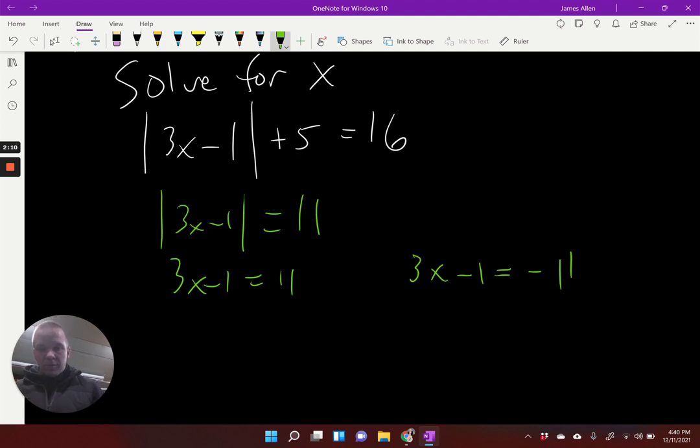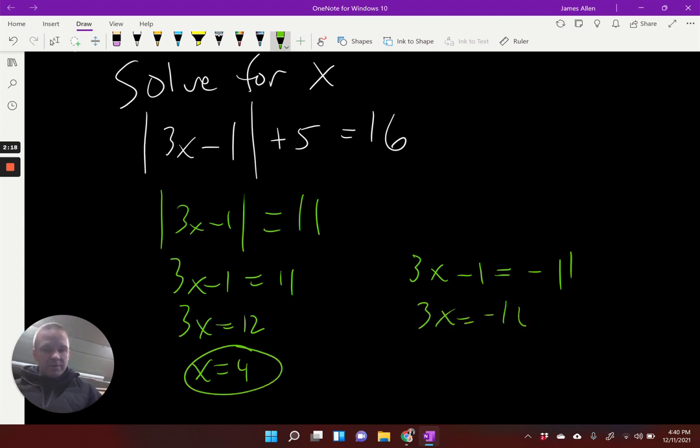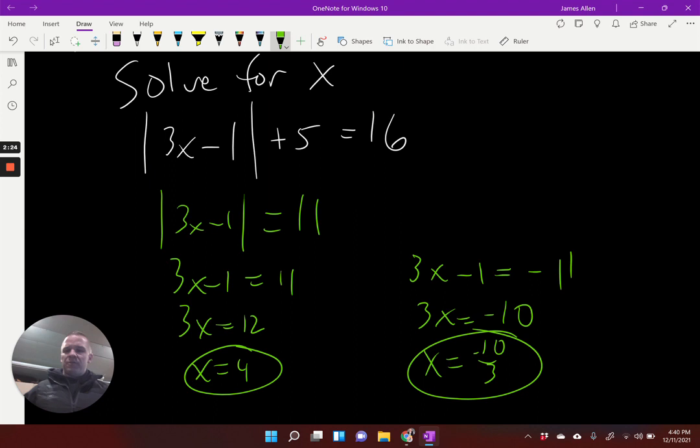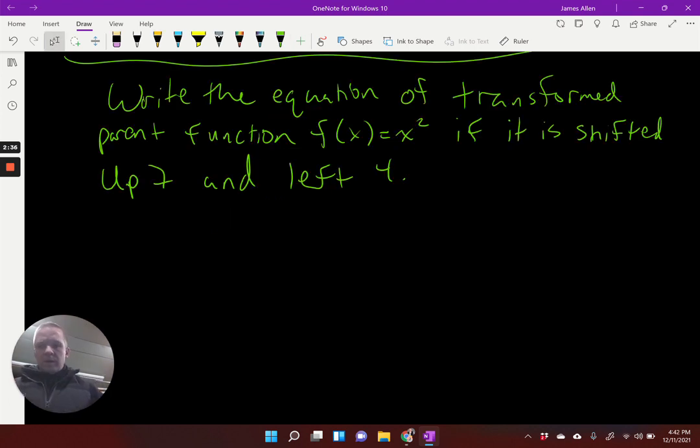Now I have 3x equals 12, so x equals 4. And over here, I'm going to have 3x equals negative 10, so x equals negative 10 thirds. Usually one of them ends up being a fraction. Sometimes they both work out really nice. I need both answers. Big thing here, you need to move that guy to the other side first, then set up your two equations. Otherwise, signs can get messed up and things like that. All right, next one.